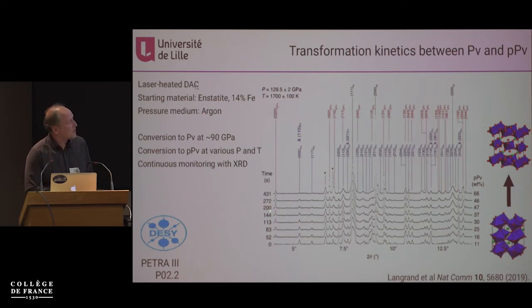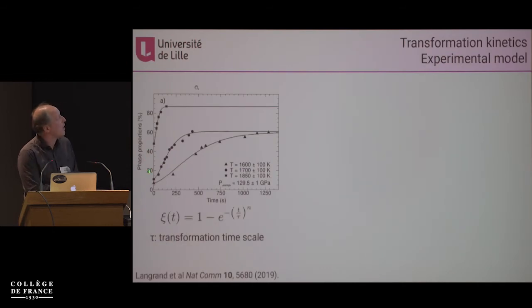But here are kinetics measurements of phase transformations between Bridgmanite and post-perovskite at 130 GPa. You can see peaks of post-perovskite growing, and you can see Bridgmanite here that is disappearing. So based on this type of data, you can actually fit the kinetics of the transformation. So how long does it take to convert Bridgmanite into post-perovskite?